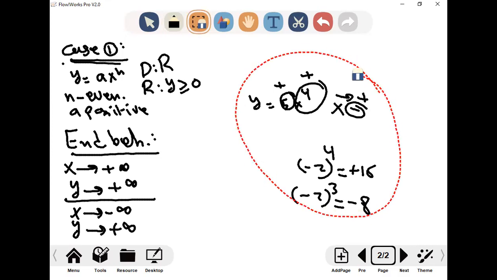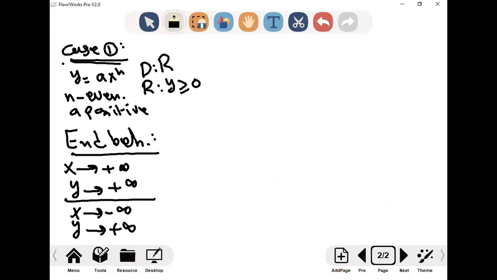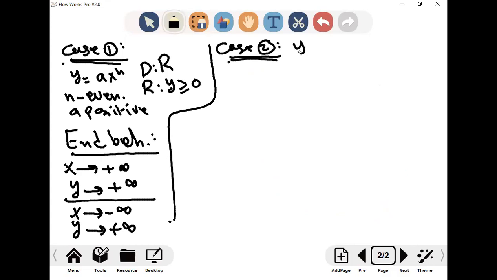Case 2 now, okay? Case 2, we have y equal ax power n, right? If a here, still in the even, right? But a is negative. What about the end behavior? A negative means both down, right? The parabola opens downward, right?